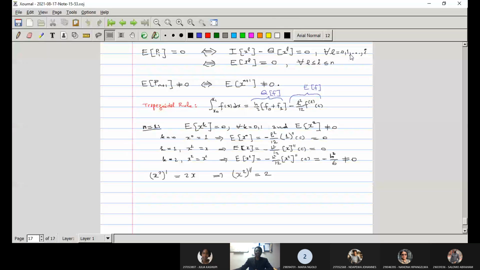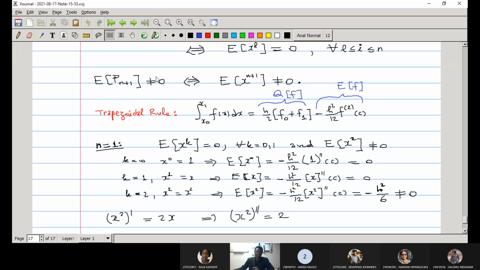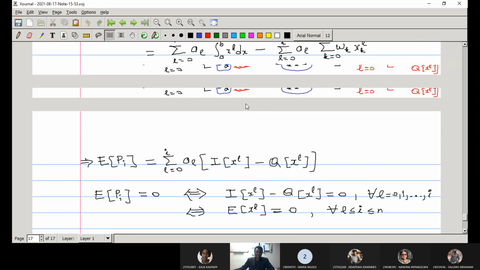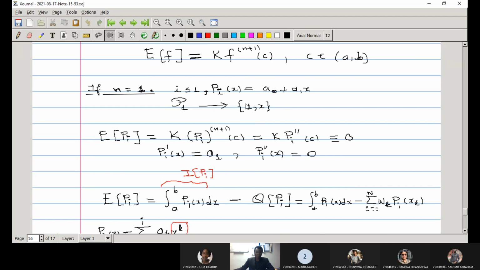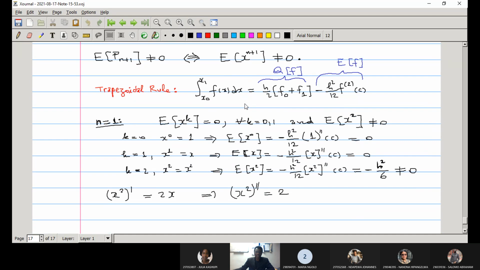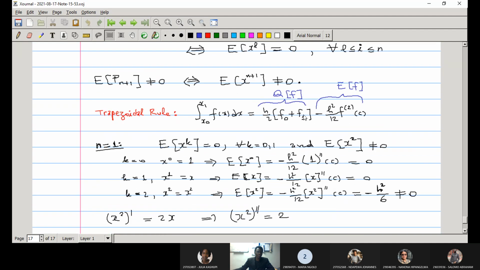Good. So this is where we stopped last time. We assumed the error term is known, and this is the expression we substituted, and we proved that this condition with x to the n is satisfied. Now we assume that we only know the quadrature formula. We don't know the error term.